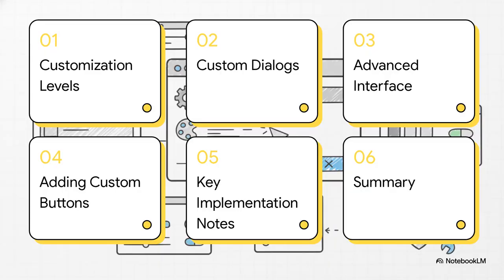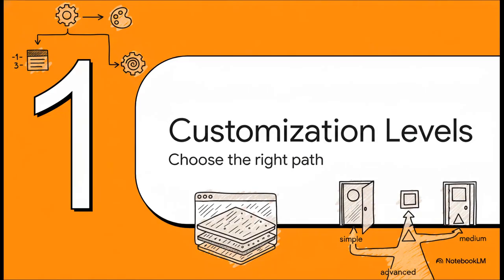We're going to look at the 3 levels of customization you have. Then we'll get into the nitty-gritty of implementing custom dialogues. After that, we'll touch on the advanced stuff with the protection interface, how to add some custom buttons, go over some super important implementation notes, and then we'll wrap it all up with a quick summary. Let's get into it. All right, Section 1, 3 levels of customization.